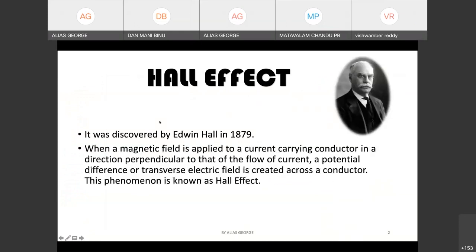So, when a magnetic field is applied to a current carrying conductor in a direction perpendicular to that of the flow of the current, a potential difference or an electric field is created across the conductor. This phenomenon is known as Hall effect. As I told earlier, we applied a current in the conductor and placed a magnetic field, achieved by placing a north pole and south pole. On the other face, perpendicular to both current and magnetic field, we can see a potential difference. That is known as the Hall effect. I hope everyone understood this. We can see it in detail, no problem.